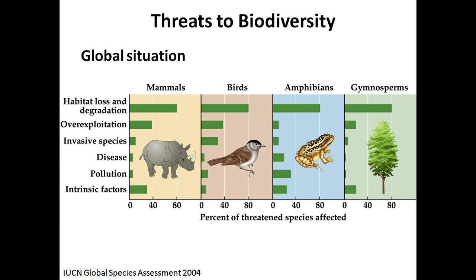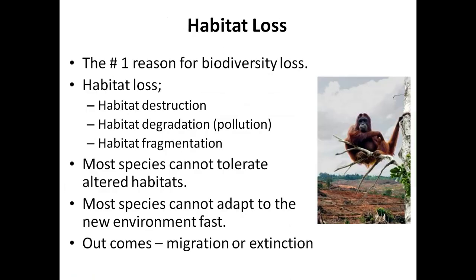So the take-home message is that most of the species are threatened due to more than one threat, and the number one cause of biodiversity loss on the regional scale and also on the global scale is habitat loss. So let's talk a little bit more about habitat loss. There are three forms of habitat loss: habitat destruction, habitat degradation or pollution, and habitat fragmentation. And we are going to be talking about these in a second.